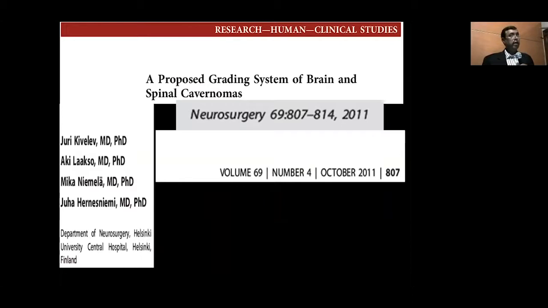Another name that must be mentioned is Juha Hernesniemi from Finland with his colleagues, especially Mika. Mika and Juha, if you go for any component about vascular, you will find both of them there. The live surgeries transmitted from Helsinki. So they proposed this grading system on brainstem cavernomas, 2011, which is acceptable. Grade 1 supratentorial, grade 2 supratentorial with deficits, grade 3 is infratentorial. Very famous.